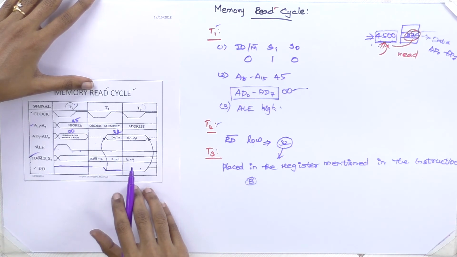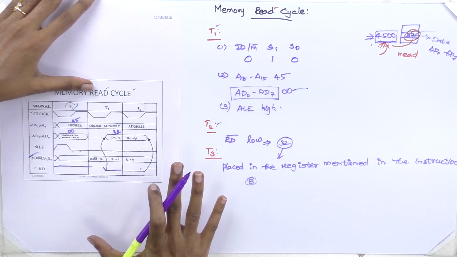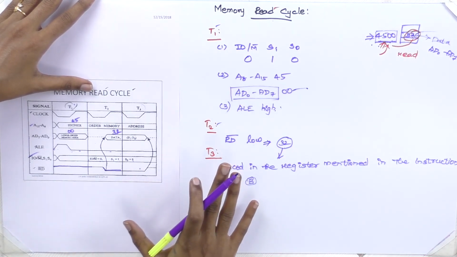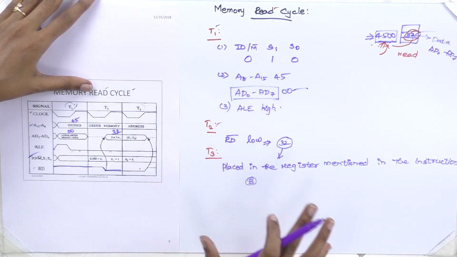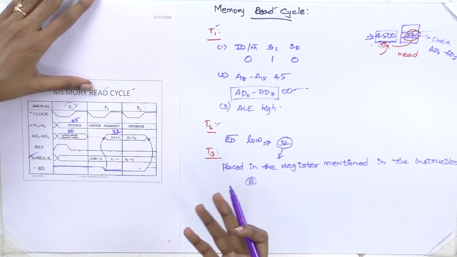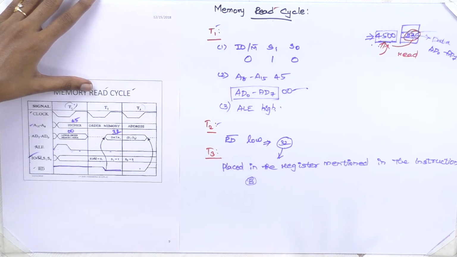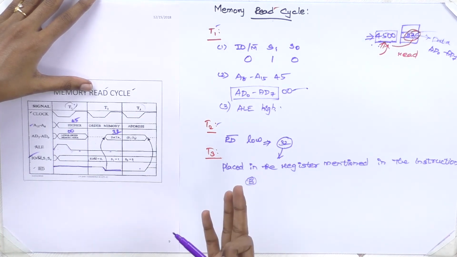Fine. So you are all familiarized with the memory read cycle, no? So once again we will recollect it. Memory read is nothing but the processor taking the value from the memory and placing it in the register that we mentioned in the instruction. As I told you, it takes 3 T states.